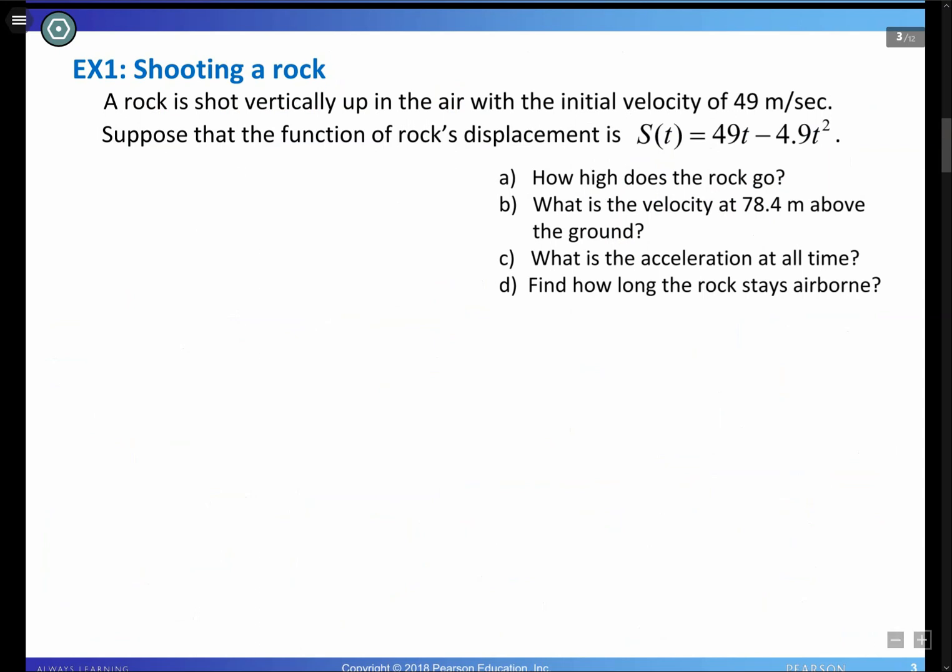In this example, we are going to shoot a rock straight up in the air, and then we have to answer a few questions here. First, let's take a look at what kind of information we have from the problem. Let's take a look here. So we know that a rock is going to get shot vertically up in the air, and it has the initial velocity of 49 meters per second. So this is the first piece of information we have here, 49 meters per second. And that is for the initial velocity.